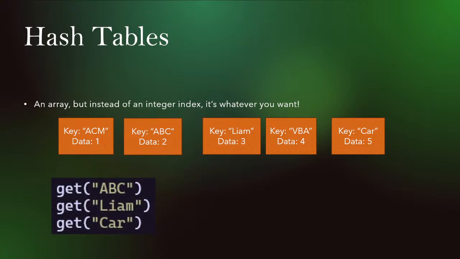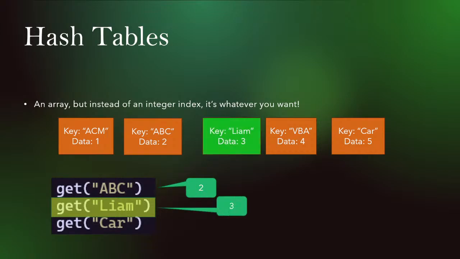You're going to use the function get to basically open or find the contents of our hash table. For example, this first one, get ABC. So we're going to be looking at this hash table, and then it's going to find ABC, and then it's going to know this is the one we're looking for, and return 2. The next one, get the key Liam. We are going to scan the hash table and look for the one that matches the key Liam.